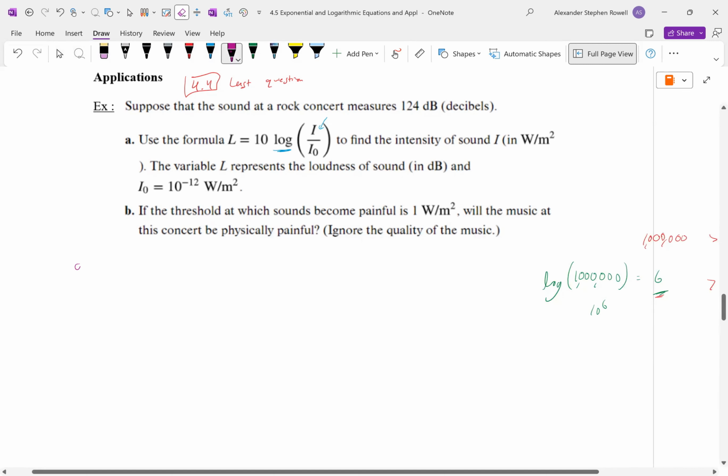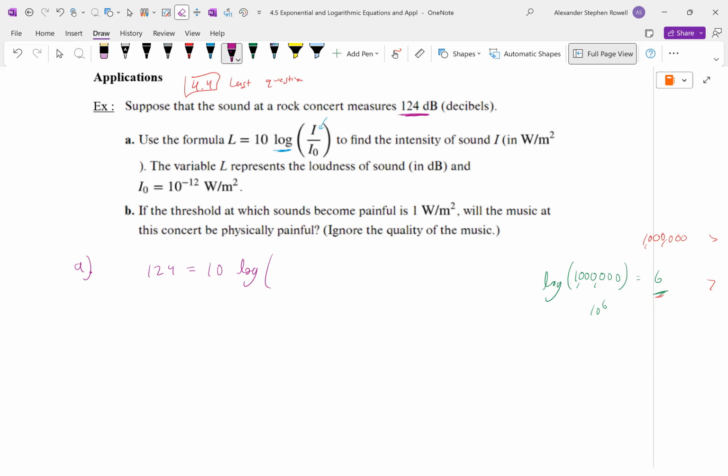Okay, so let's do part A. Is it telling me what the loudness is? Oh, sorry, this is the decibel, right? So that is the loudness. So we'll plug it in and we'll say 124 is equal to 10 log of I over I naught. Any questions about this? Okay, so we're solving a logarithmic equation. How do we solve? First, get the log by itself. So we'll divide by 10. 12.4 is equal to log of I over I naught, what's the next step?